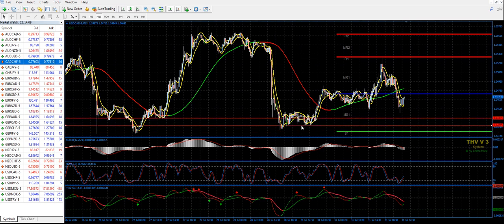So again, make sure that your money management is on par, and make sure that you are getting the risk out of the trade as quickly as possible without messing with your reward to risk.